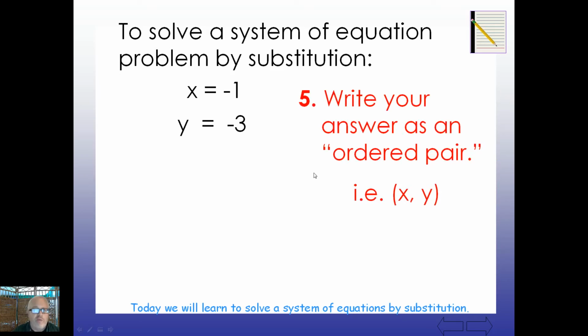So step 5, write your answer as an ordered pair. Negative 1, negative 3. Good.